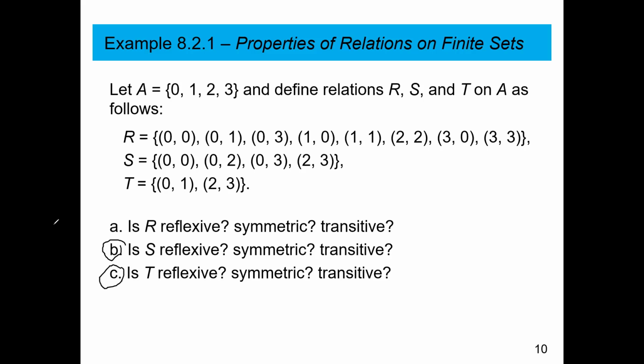All right, so if you did that, let's just talk about these things real quickly. Is S reflexive? Well, it has 0, 0 in it. But notice, is there a 2, 2 or a 3, 3 in there? No, there's not, so it's not reflexive. Is it symmetric? The answer is no, because while it has 0, 2, it does not have the symmetric version of it, which is 2, 0.